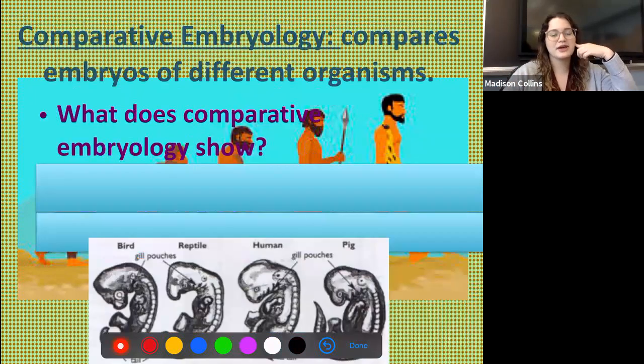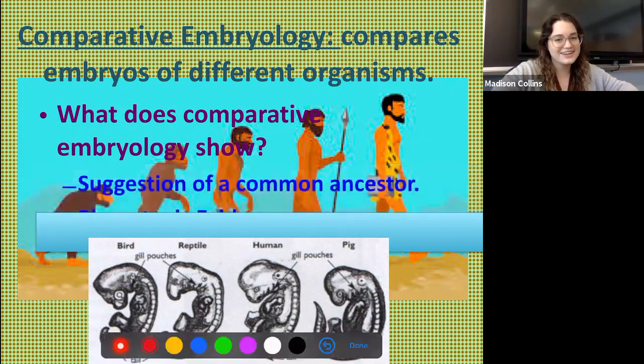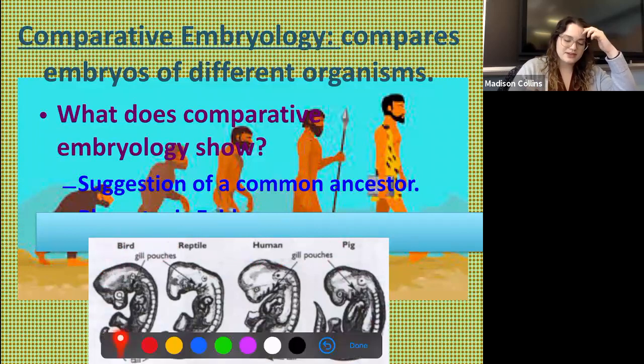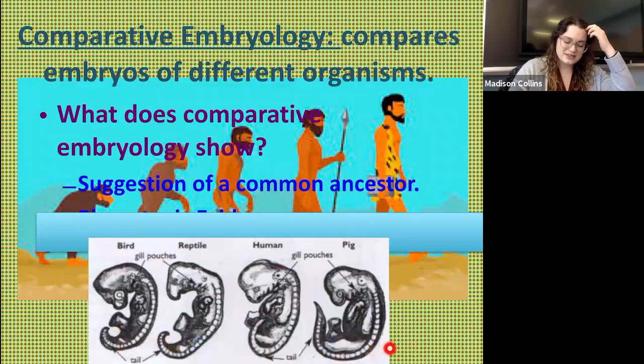Right, next up, we've got comparative embryology, where we're comparing the embryos of developing organisms. And what does comparative embryology show us? Well, again, it shows us that we probably have a common ancestor, right? All life on Earth shares a common ancestor at one point or another. And I've shown you guys some pictures of some embryos of different organisms down here. We see an embryo of a bird, of a reptile, of a human, and a pig. And what do you guys notice?